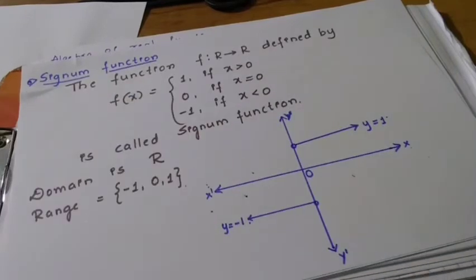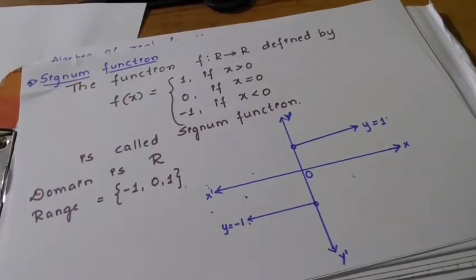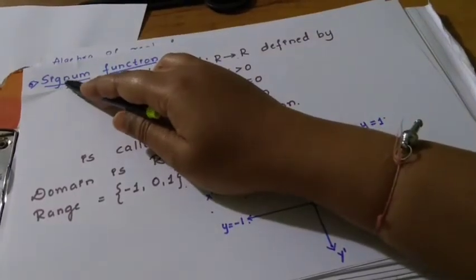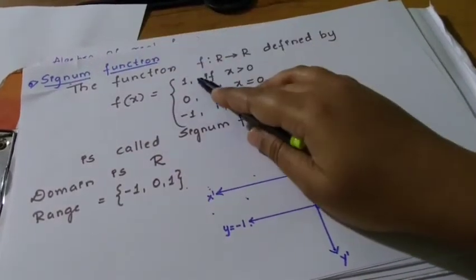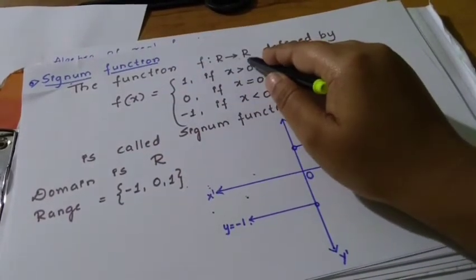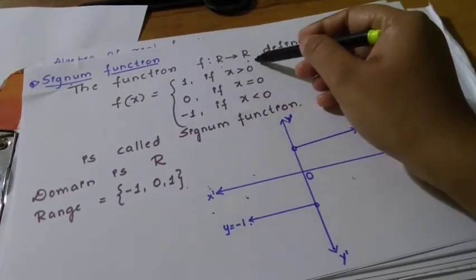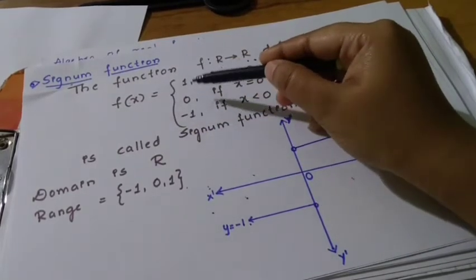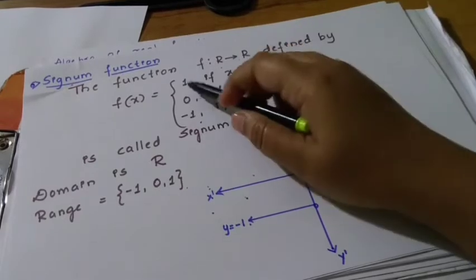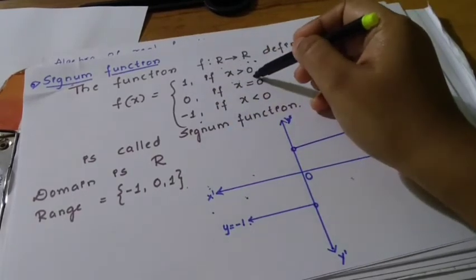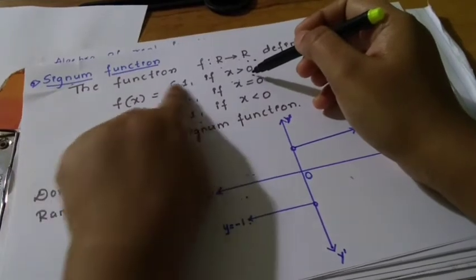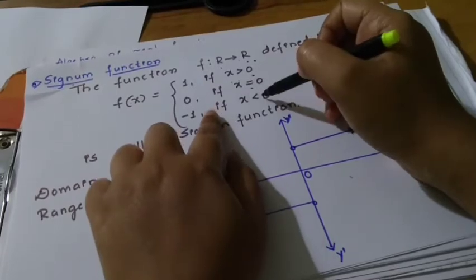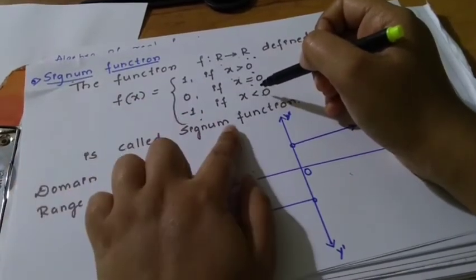Okay, next, the sixth one is what? It's also one of the important functions, that is the Signum function. SIGN means what? It is the Signum function. So the function f defined from real numbers to real numbers given by f of x is equal to 1, 0, minus 1. It is 1 when x values are positive, greater than 0. Equal to 0, f of x is 0. Less than 0, f of x is minus 1.